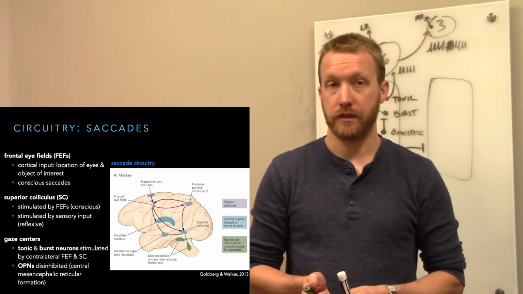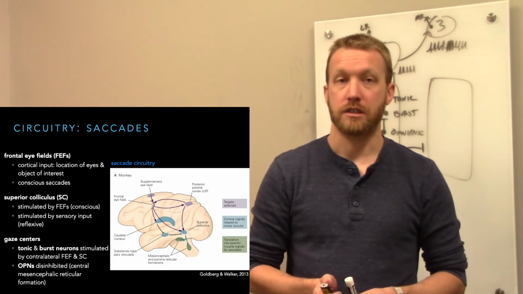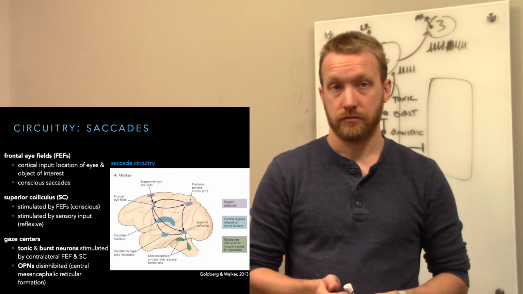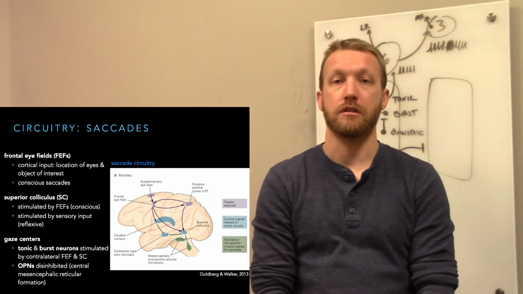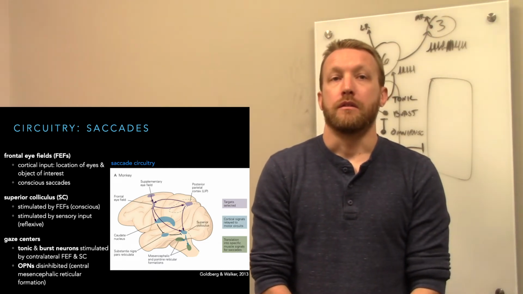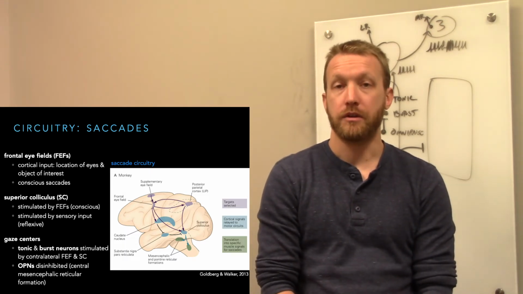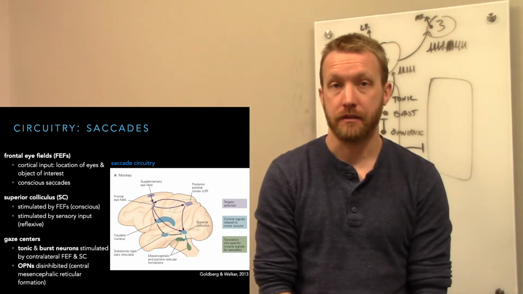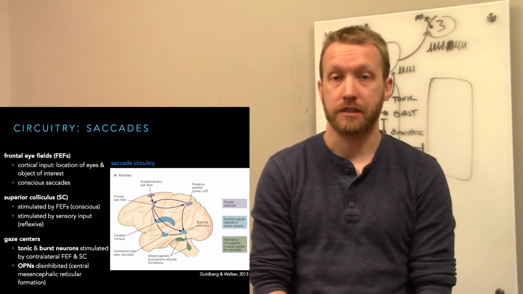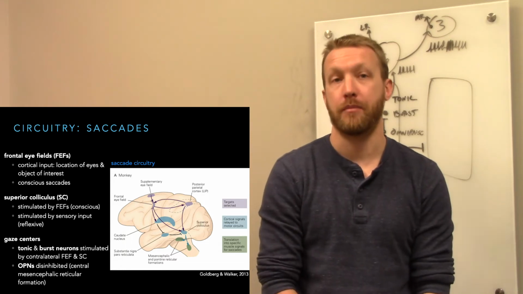The frontal eye fields stimulate the superior colliculus. The superior colliculus then stimulates the gaze centers. We'll see a summary of this in just a little bit. The other target of the frontal eye fields is the caudate nucleus. So we're going to go into the basal ganglia and inhibit the substantia nigra. The substantia nigra normally inhibits saccades. So we turn off the substantia nigra, we don't inhibit saccades, so they happen.